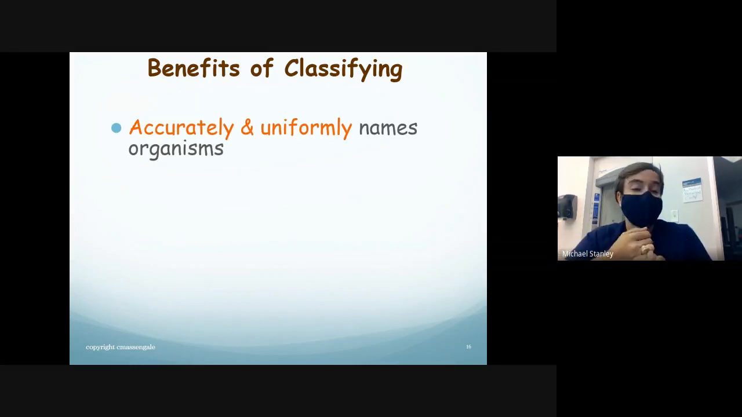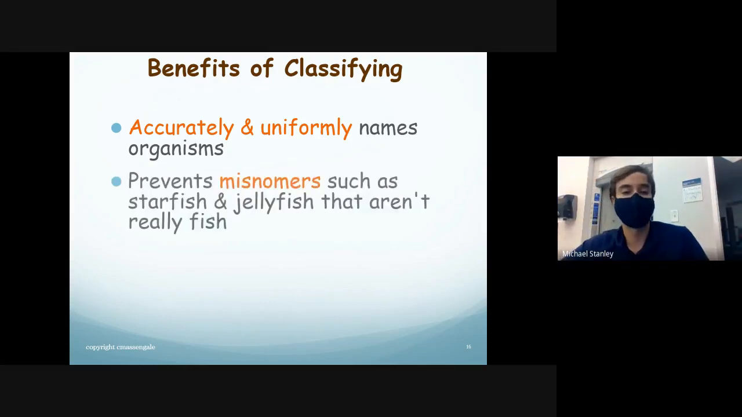So it's a good way to accurately and uniformly name organisms, meaning all organisms have a scientific name that's set up in the same way, and we can figure out exactly which group those organisms belong to.